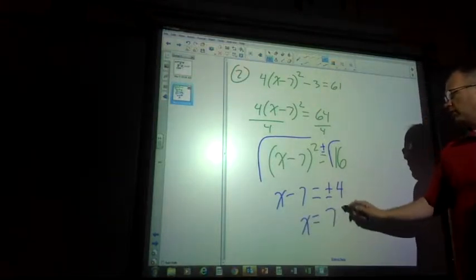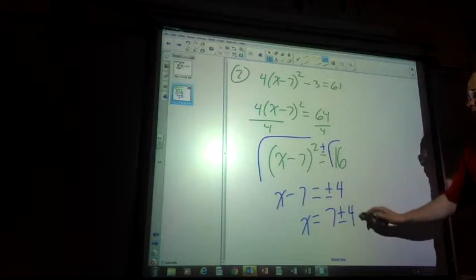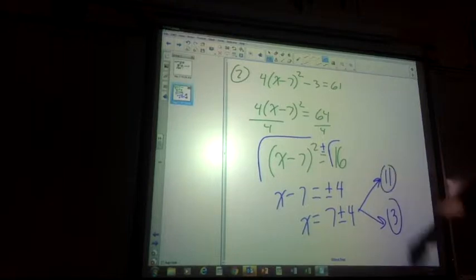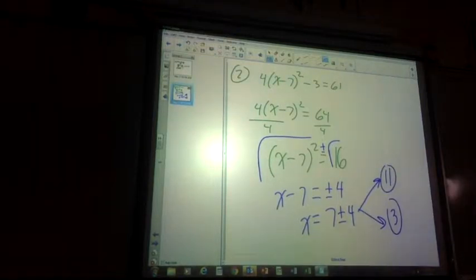Okay. Add 7 to both sides. So I'm going to get 7 plus or minus 4. So 7 plus 4 is 11. 7 minus 4 is 3. So there's my 2 answers. If I had graphed this as a quadratic, wanted to make the parabola, it would cross on the x-axis at 11, 0 and 3, 0. Okay?